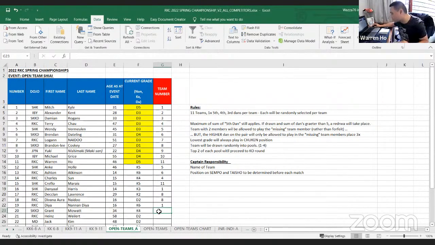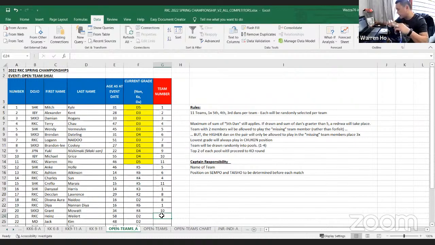Right, Grant Mowat from the Sankawa dojo. You are going to be part of team number 10. Grant is team number 10. We don't have a 10 yet. That is with Michael Grice Sensei's team. Great stuff. There you go. And yes, it meets criteria. Grant is a 4th Q.